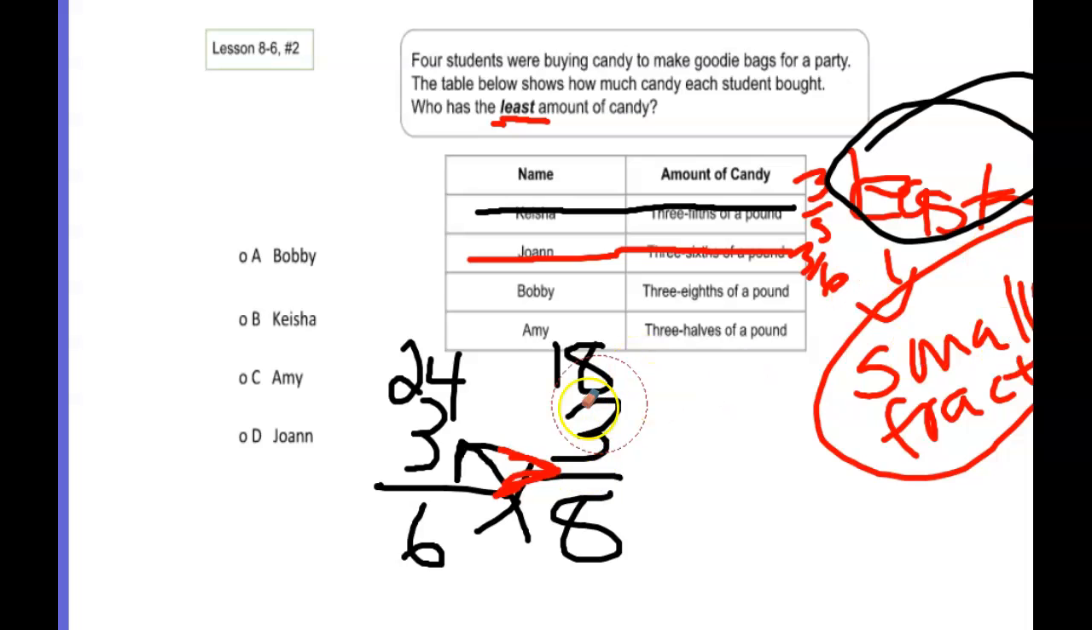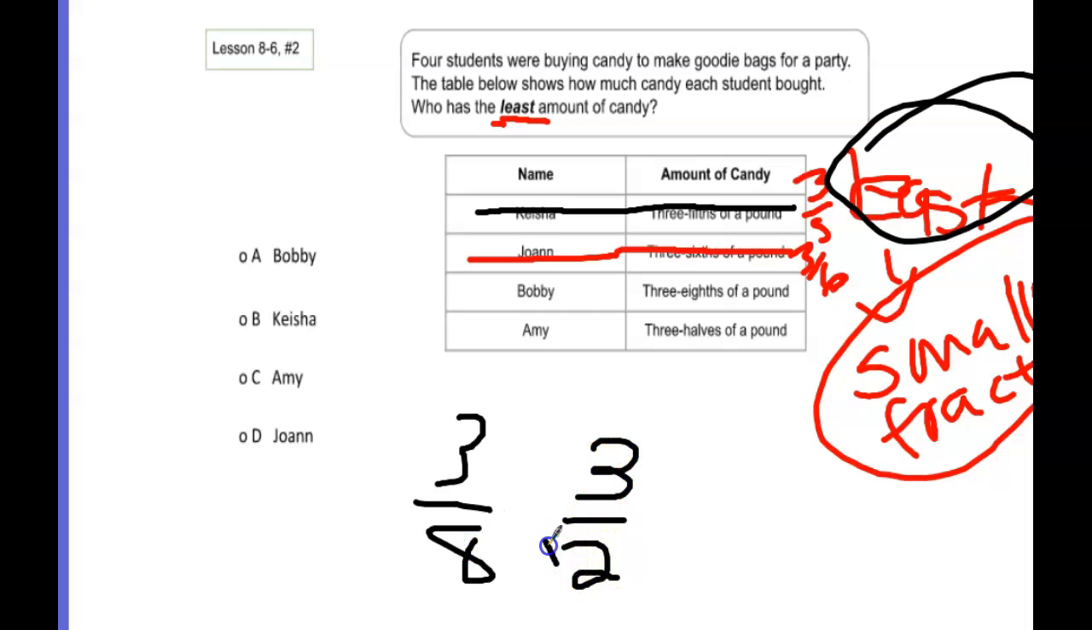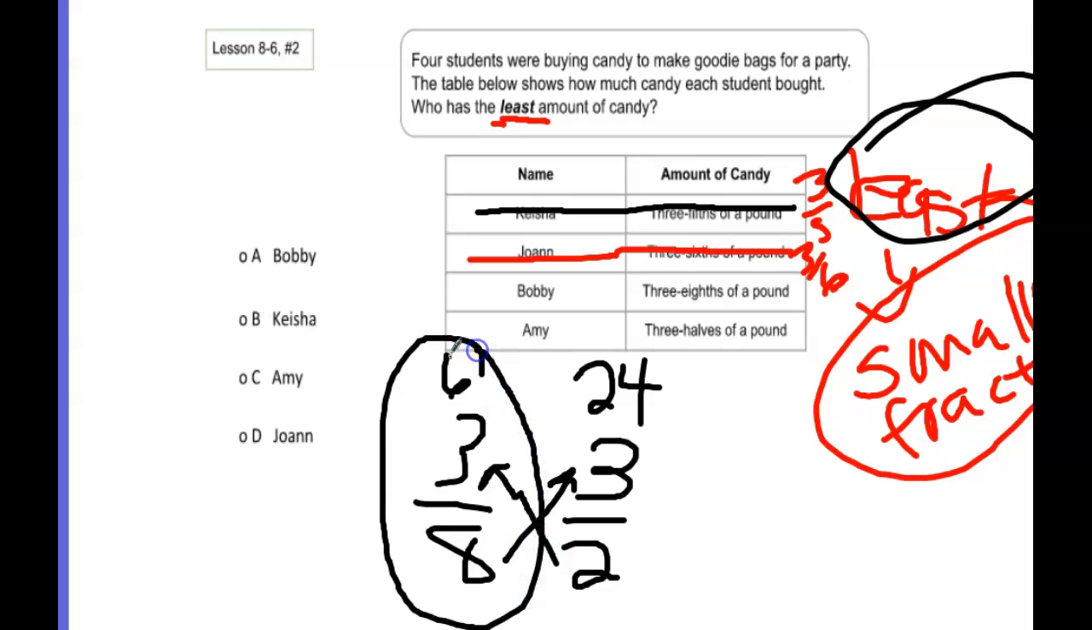So now the last one is Bobby and Amy. We have 3/8 against 3/2. Remember, we're trying to find the smallest. So I'm going to do the butterfly method. 3 times 2 is 6. And then what do I multiply next? Great, 8 times 3 is 24. Which one's the smallest? Great, 3/8 is the smallest. So I'm going to cross out Amy. Since 3/8 is the smallest, that's my answer. So Bobby is my answer. Who has the least amount of candy? Bobby has the least amount of candy. So you see how I work that out. I always start at the top, the first two, eliminate the one that is not the best answer, then go to the next two.